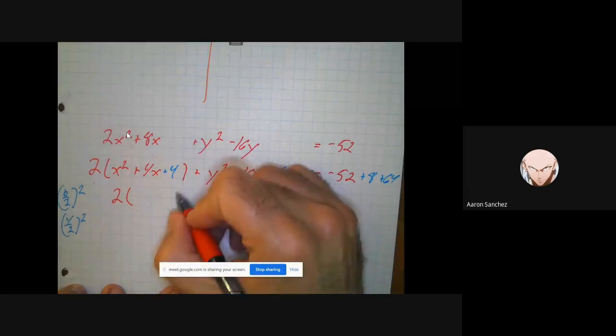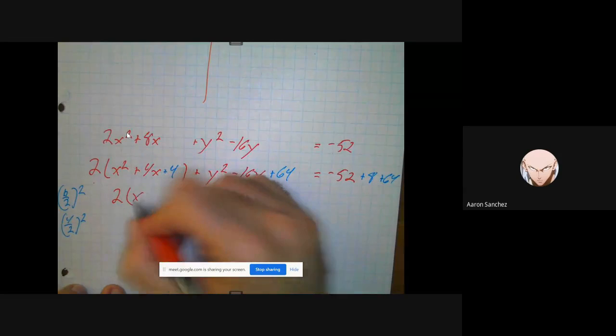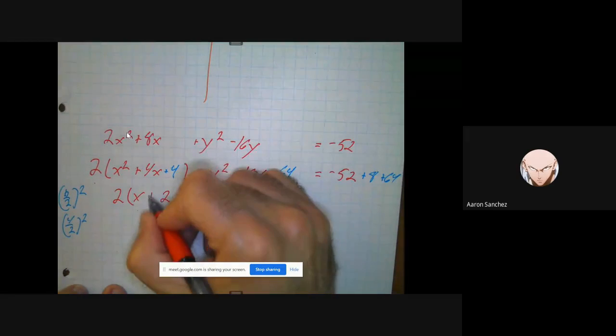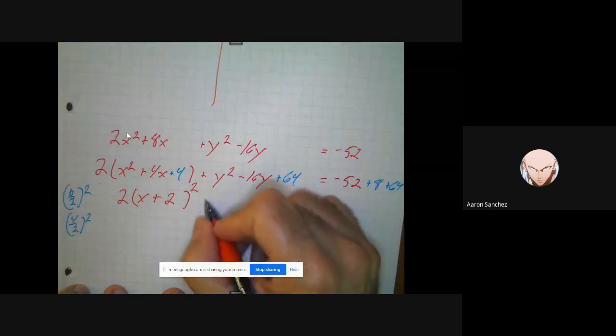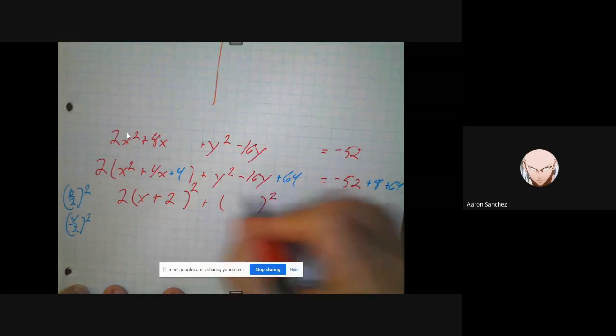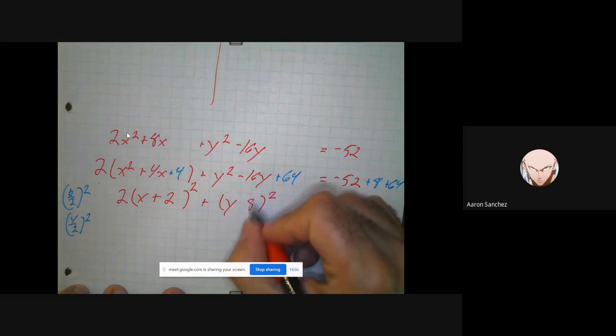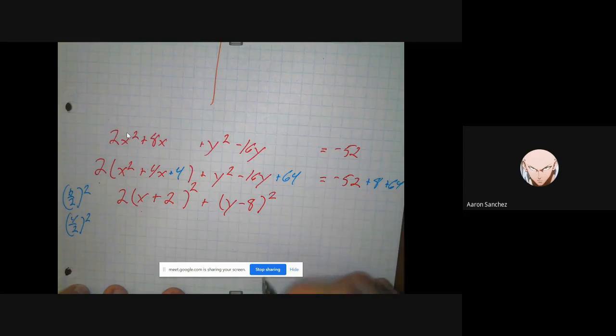Because this is a perfect square, the square root of x squared is x, and the square root of 4 is 2. Put a plus in the middle, squared. Plus, the square root of y squared is y, and the square root of 64 is 8. Put a subtraction in the middle. Equals. Any questions on how I got x plus 2 squared and y minus 8 squared?